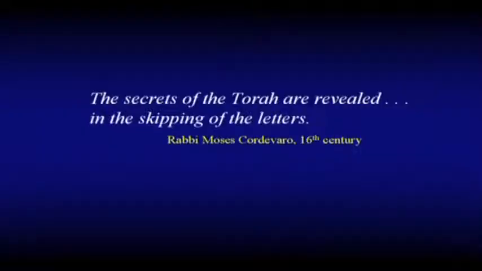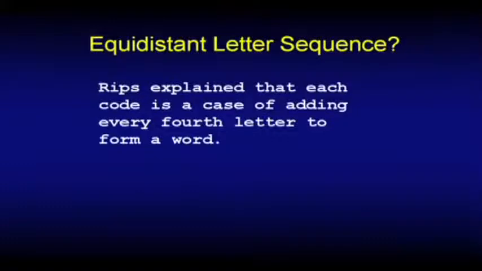But we want to understand these. You know, Rabbi Moses Cordovero in the 16th century said, the secrets of the Torah are revealed in the skipping of letters. We find that way, way back in the rabbinical traditions. What is an equidistant letter sequence, or ELS for short? I'm going to put an imaginary sentence up here to show you what I mean. Here's a sentence. Rips explained that each code is a case of adding every fourth letter to form a word.